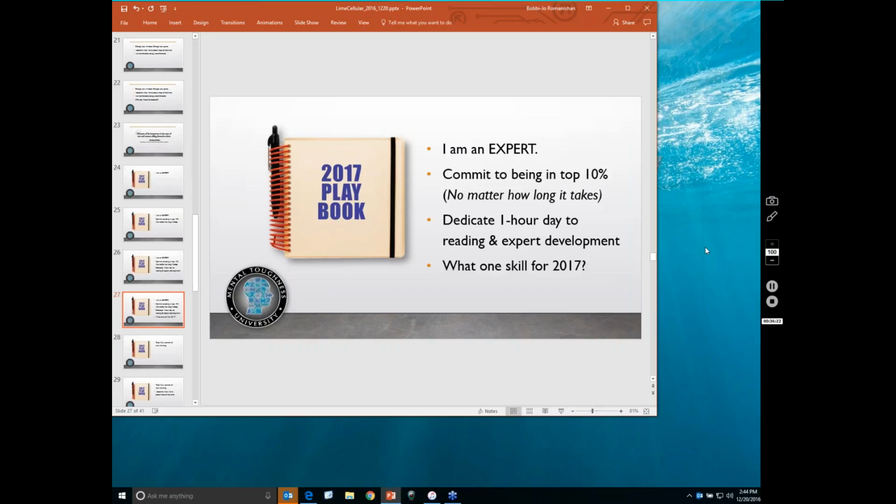What about your health? Do you need to take better care of you? Do you need to take better care of your diet and exercise so that you have more energy? Do you need to learn how to become more mentally tough? What one skill could you develop in 2017 that would start changing this game for you? So write it down and get it on paper.